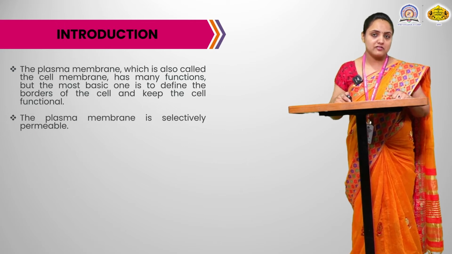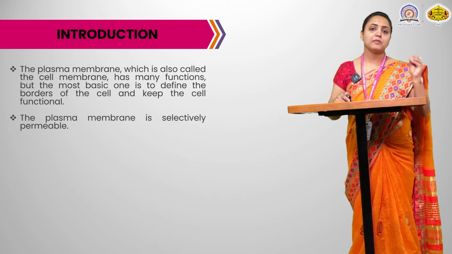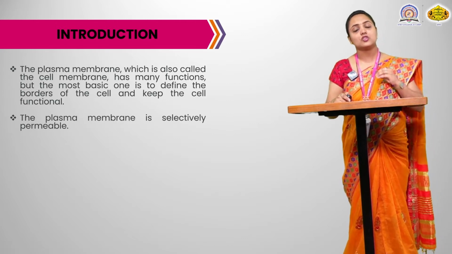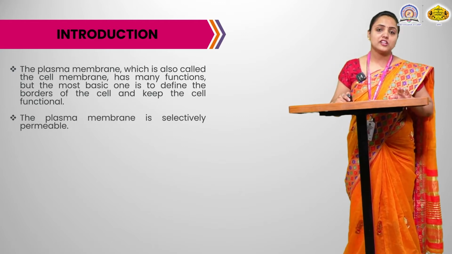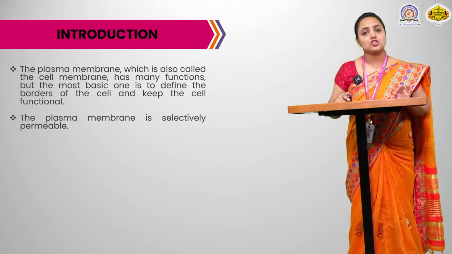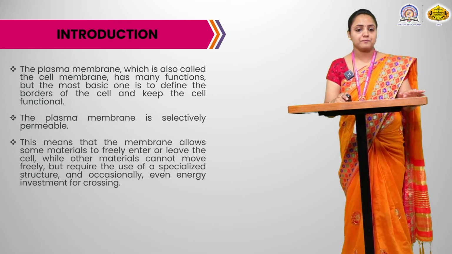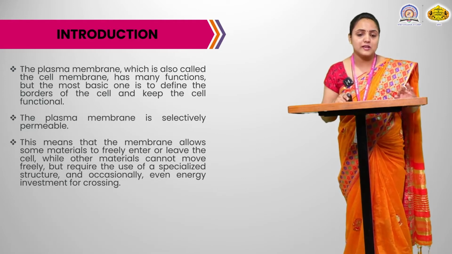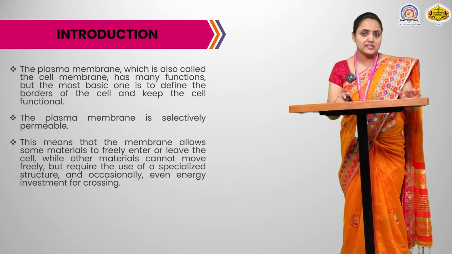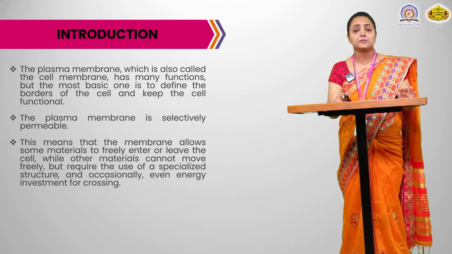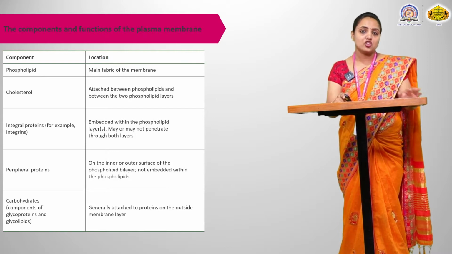The plasma membrane is selectively permeable. Selectively permeable means only some things are permitted to go inside the cell and to come outside the cell. Not every molecule or substance can do this. So, it is called selectively permeable, because only selected molecules have the permission to pass through the cell membrane. This means the membrane allows only some materials to freely enter or leave the cell, while other materials cannot freely cross but require specialized structures and occasionally even an energy investment for crossing over.